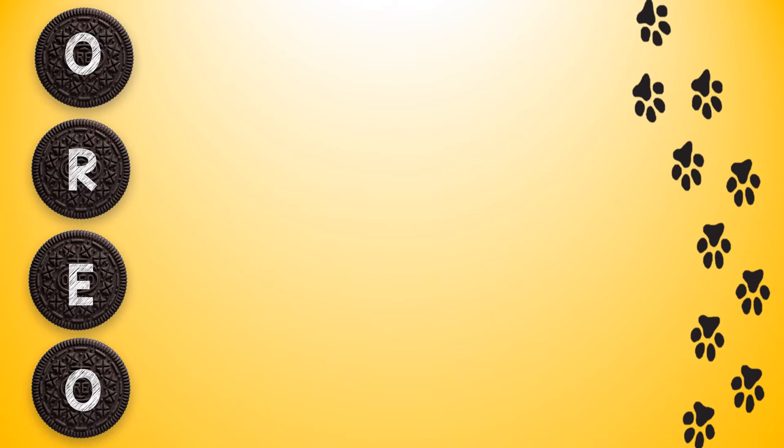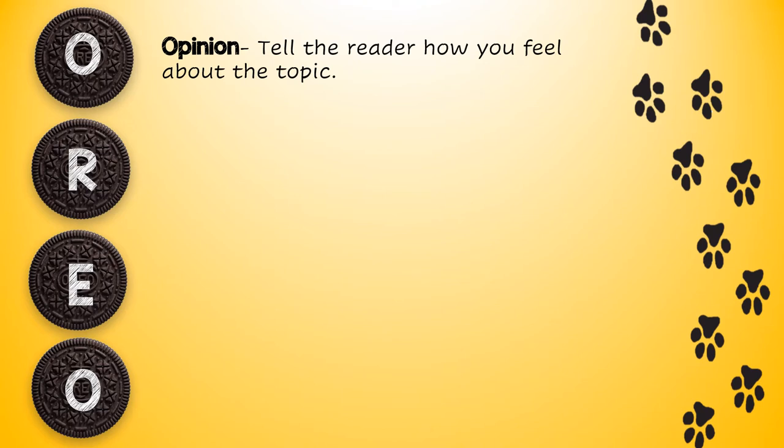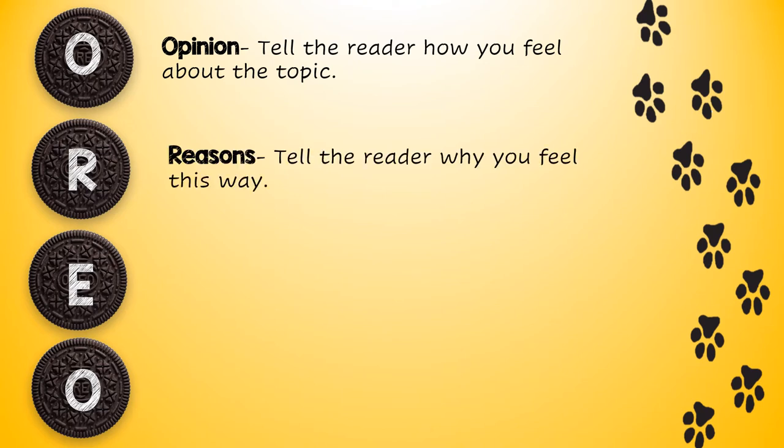So let's review what you've just learnt. Oreo is an acronym, so for every letter it stands for something. The O stands for opinion. The opinion tells the reader how you feel about the topic. R is a reason. You're telling the reader why you feel this way.